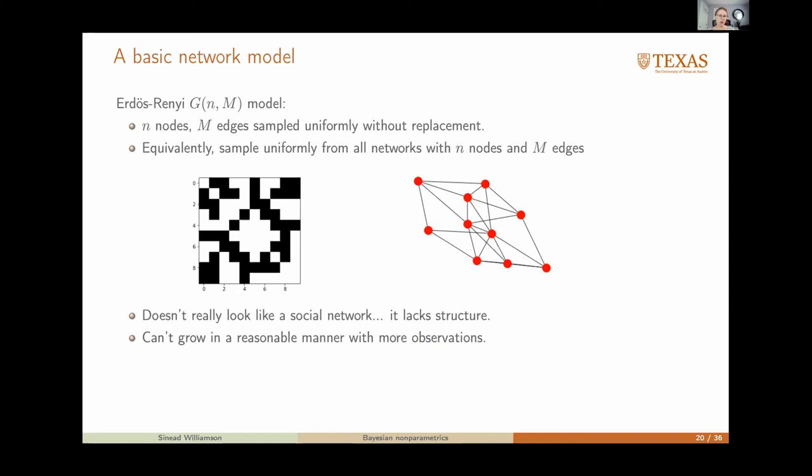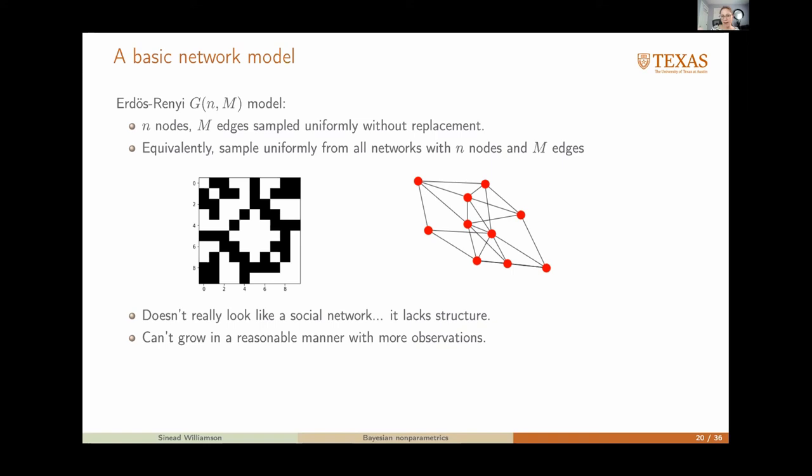This is a model where we assume that we have N nodes and we're going to have M edges, and we're going to just sample them uniformly without replacement. And this is a model for an undirected graph. So we're effectively sampling M entries from the upper triangle of the potential adjacency matrix. Okay, so on the left, we have an adjacency matrix where we have picked a random M edges. And then we've got a network representation on the right.